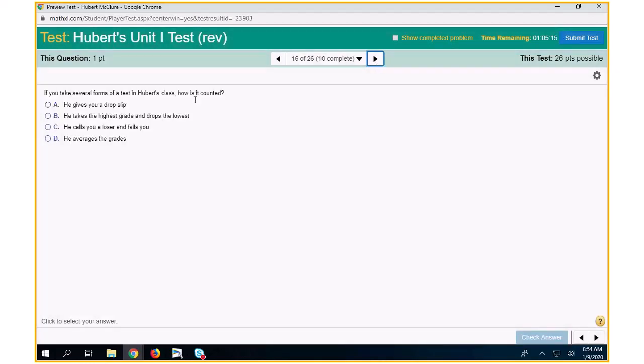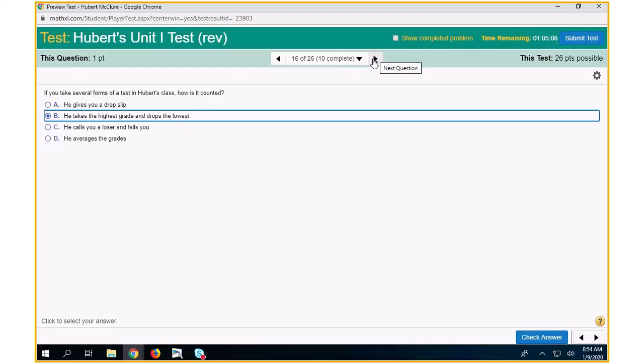Math. If you take several forms of a test in Hubert's class, I take the highest grade. And that includes the final.